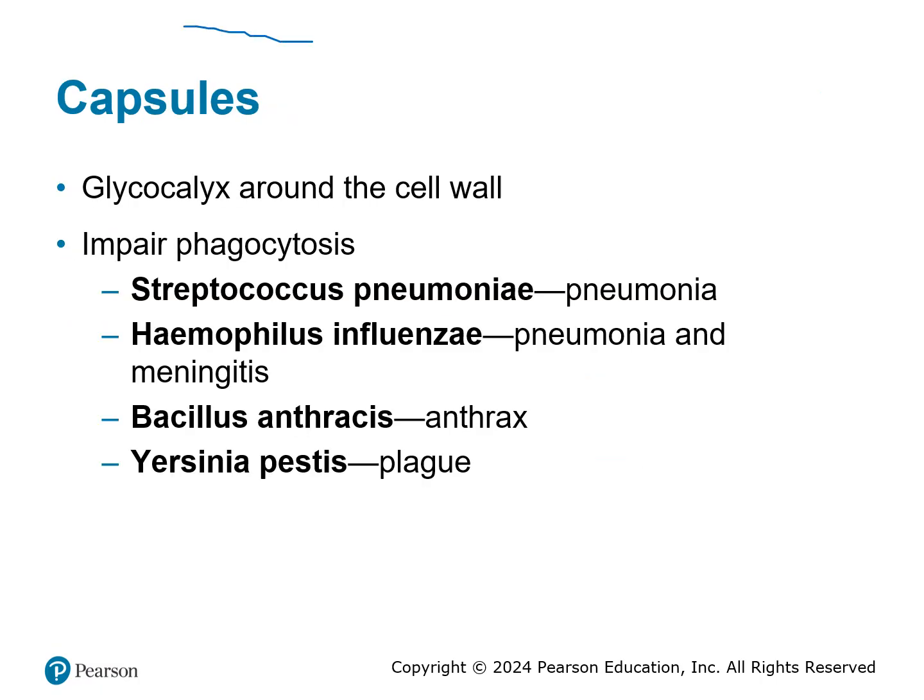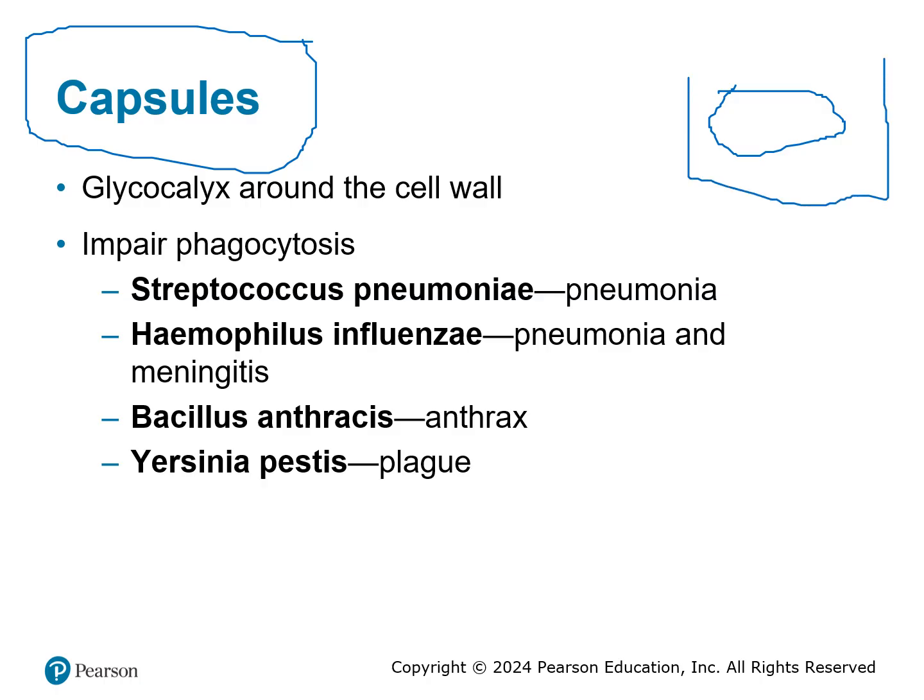All right, so capsules we've already learned about a little bit, right? Remember we have the cell membrane and then we have the cell wall. And then around the cell wall, we have the capsule on the outside. So if your microbe can hide from the immune system with the capsule, it won't be able to be seen and it won't be eaten up.